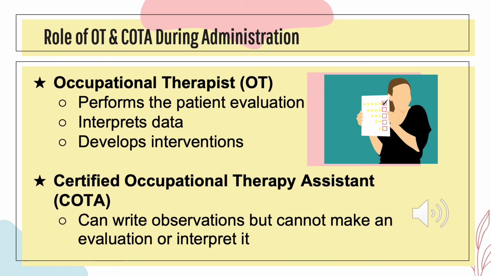As in many assessments, the occupational therapist has a big role, and in this assessment, the OT performs the patient evaluation. They also interpret the data and the scores, and they also develop interventions for the patient. And the COTA, or the Certified Occupational Therapy Assistant, cannot interpret the results or perform the patient evaluation, and cannot develop the interventions, but they can write the observations that they make and refer it back to the OT and give them feedback on anything the OT has missed or anything that could be helpful.